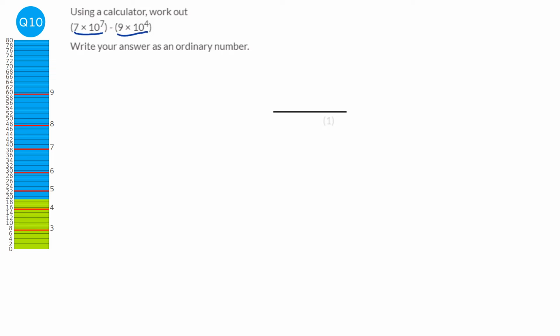So the only way of answering this question is to work out what these are as ordinary numbers. And so 7 times 10 to the power of 7 would be 7, 1, 2, 3, 4, 5, 6, 7.